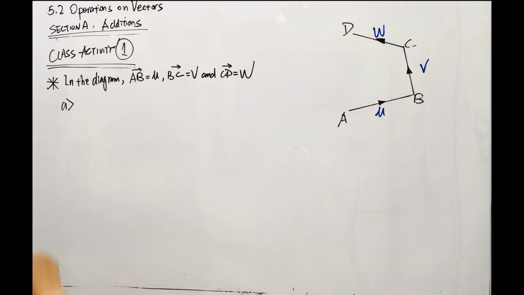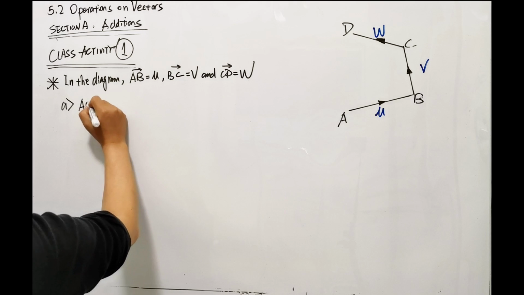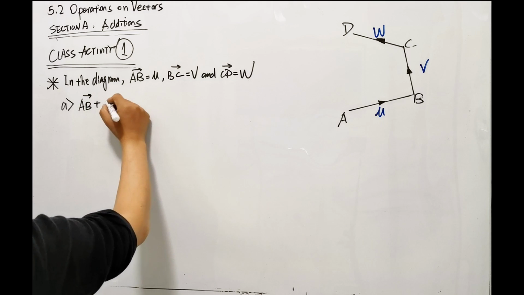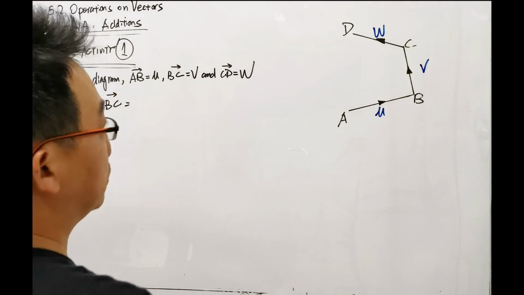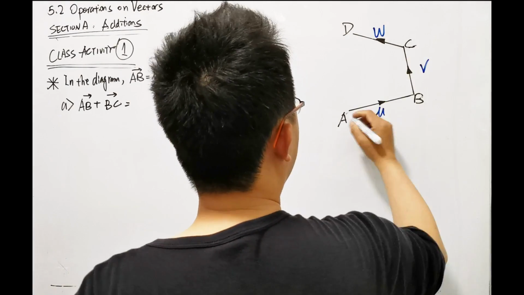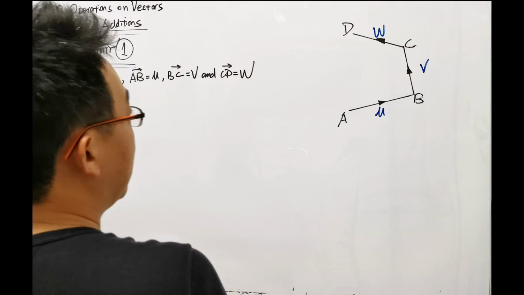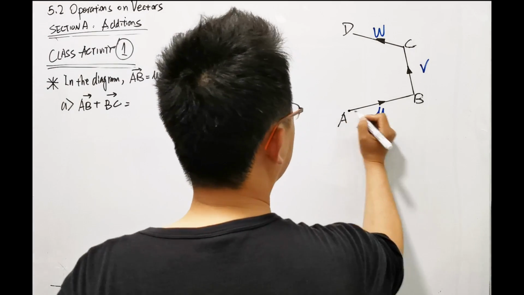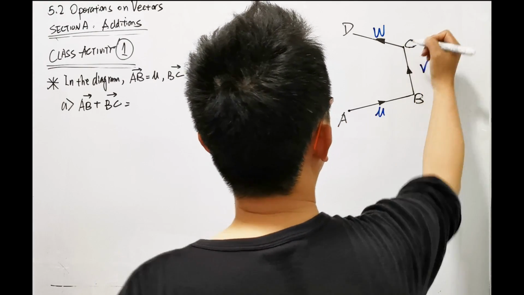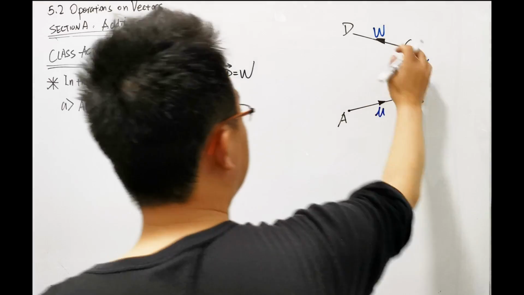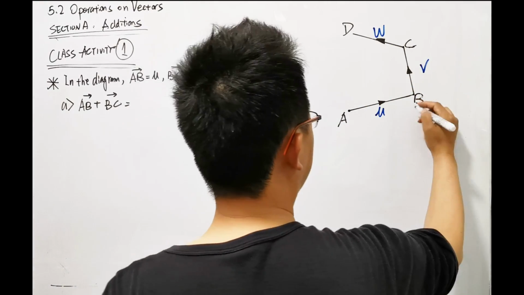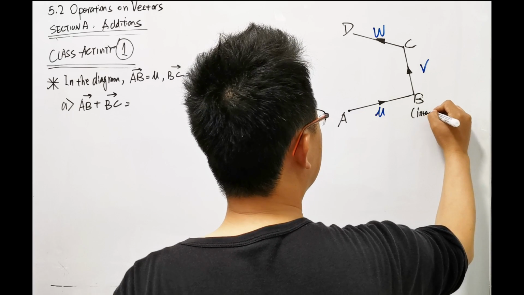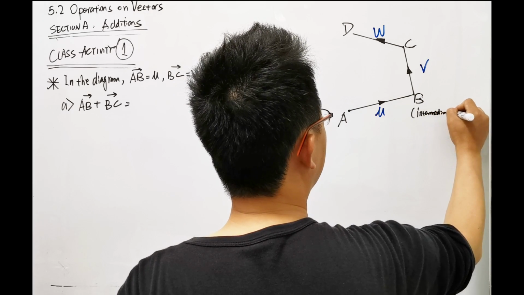Question A. What is A? Draw the sum of AB plus BC. So we already know that. AB plus BC. This is the starting point, and this is the ending point. So B is considered an intermediate point, a middle point. We call it the intermediate point.